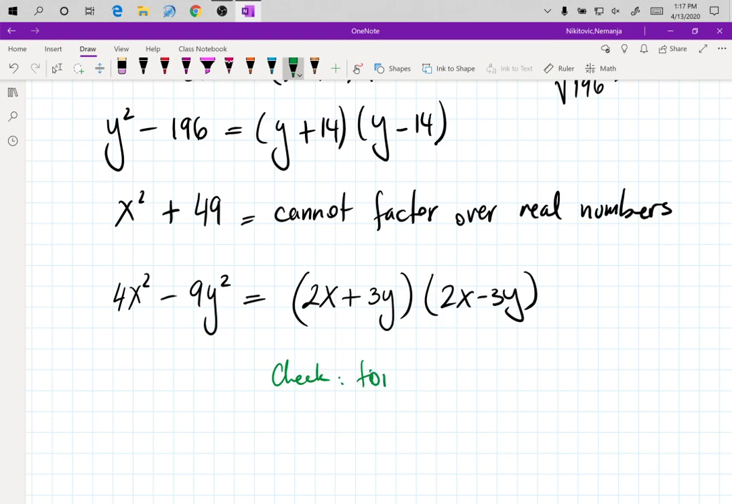FOIL. So that goes there, that goes there. What do we get? We get 2 times 2, that's 4x squared, minus 6xy plus 6xy, and then minus 9y squared, and these two cancel. And there's your 4x squared minus 9y squared.